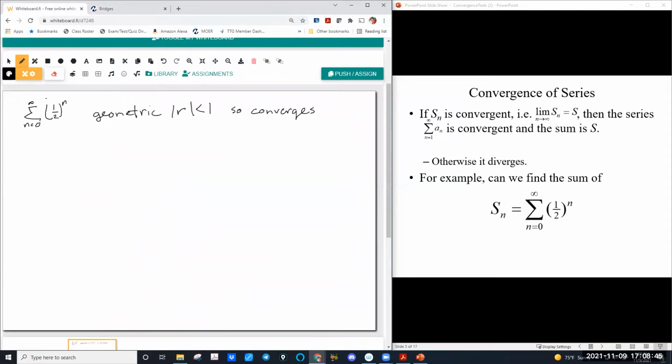Our first term is going to be when we put in 0 for n. So a sub 1 is 1, because (1/2)^0 is 1. So not only can we say it converges, we can say that the sum is equal to 1 over 1 minus 1/2, or 1 divided by 1/2, which is 2. So that is the sum of this geometric series, and it's convergent.